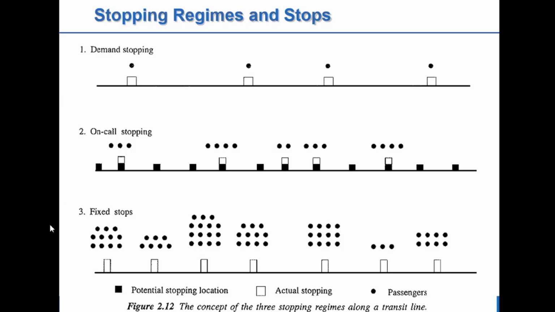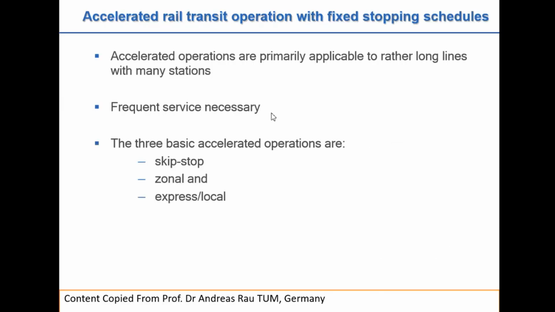In the fixed stop, it will stop at each and every location, whether or not passengers want to board or alight. And demand stopping is only where, for example, among 10 stations, if we have demand from only those 4, it will stop only there. How can we increase rail transit operation? So this was all about the demand and stopping regimes.